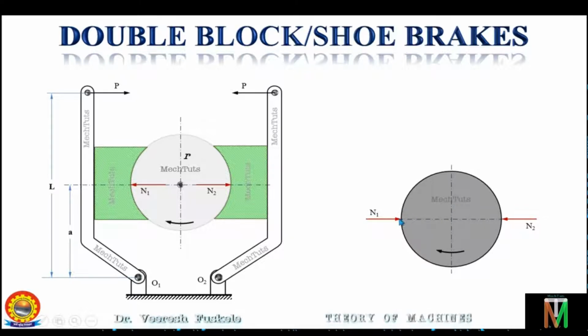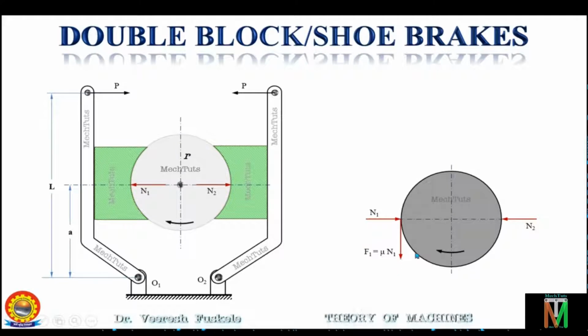Now as the drum is rotating in the clockwise direction, at this point on the left side of the drum, the velocity of the drum will be in the upward direction. So the friction force will act in the downward direction. This is how the friction force will act at this point if the drum is rotating in the clockwise direction as shown here. So F1 will be the frictional force on the left hand side.